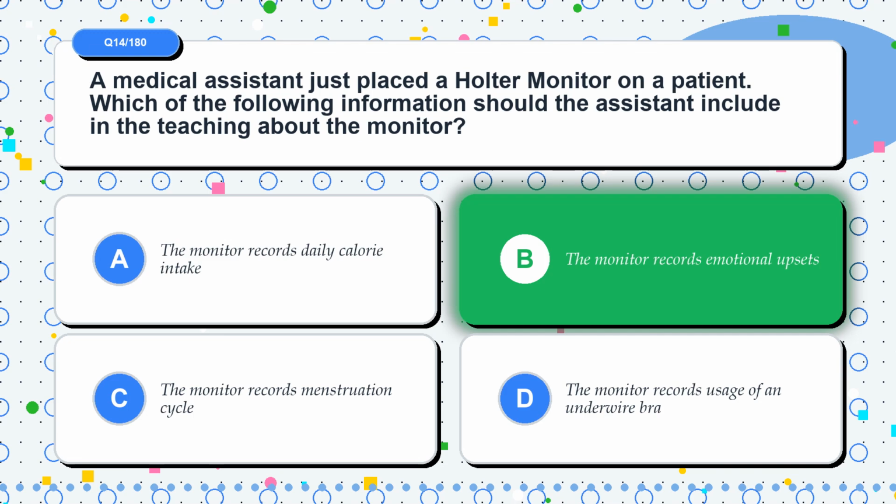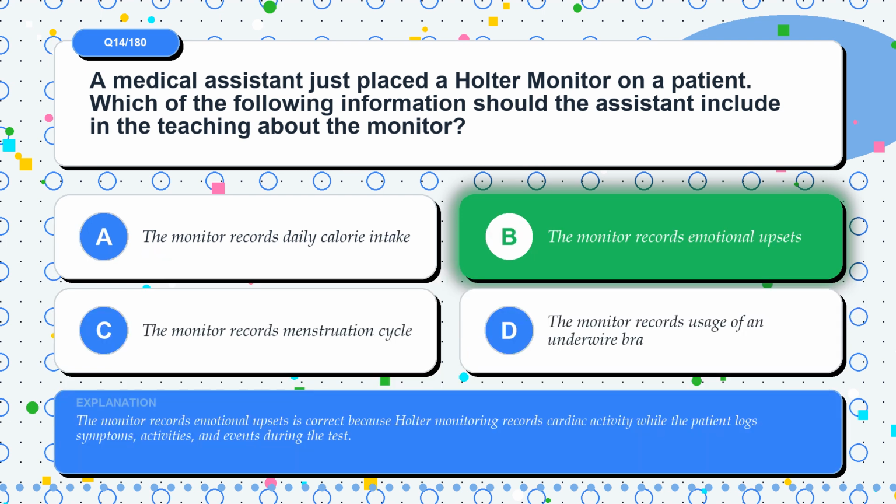The correct answer is option B, the monitor records emotional upsets. The monitor records emotional upsets is correct because Holter monitoring records cardiac activity while the patient logs symptoms, activities, and events during the test.